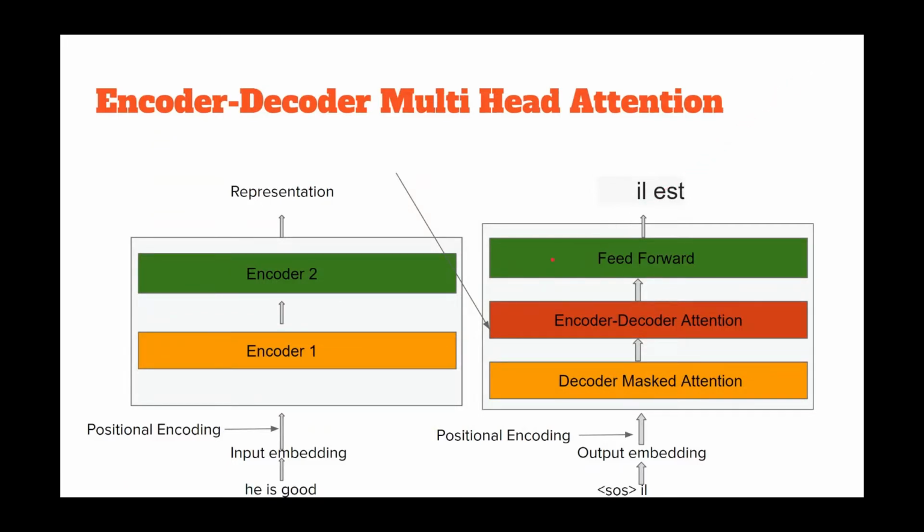Hi. In this lecture, we'll go through the encoder decoder multi-head attention block. This is the extra layer that we will encounter in the decoder section. In the encoder, we don't have this block. So we will see why we need this block.